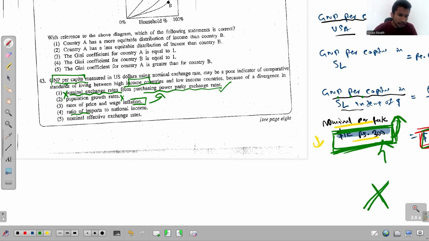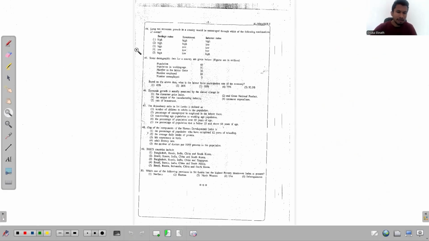The fourth one, ratio of imports to national income. No. And the fifth one, nominal effective exchange rates. එතකොට මොකද්ද? Because of a difference in nominal effective exchange rate. No. The answer has to be the first one. Question 43, first one is the answer. Right, now come to this question 44.